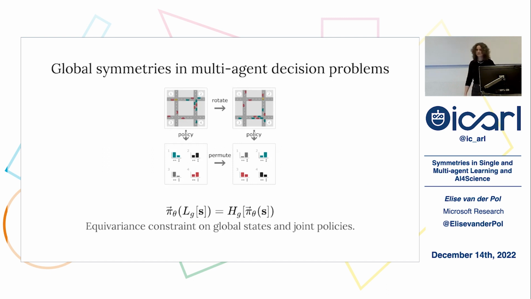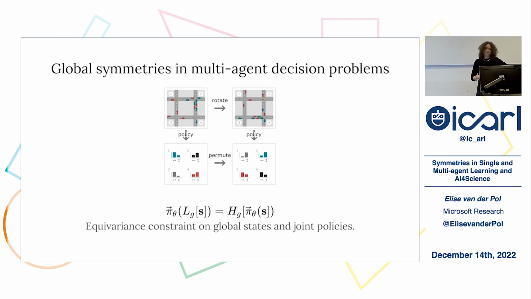So we're interested in global symmetries in multi-agent decision problems. So symmetries that are not just local to a specific agent, but that are a feature of the whole global system. So if we take the traffic light control problem, we could say, okay, what if the distribution of cars over the traffic network is rotated? So the agents stay where they are, but the features, the cars that you see, are rotated. That's a global symmetry of the problem.